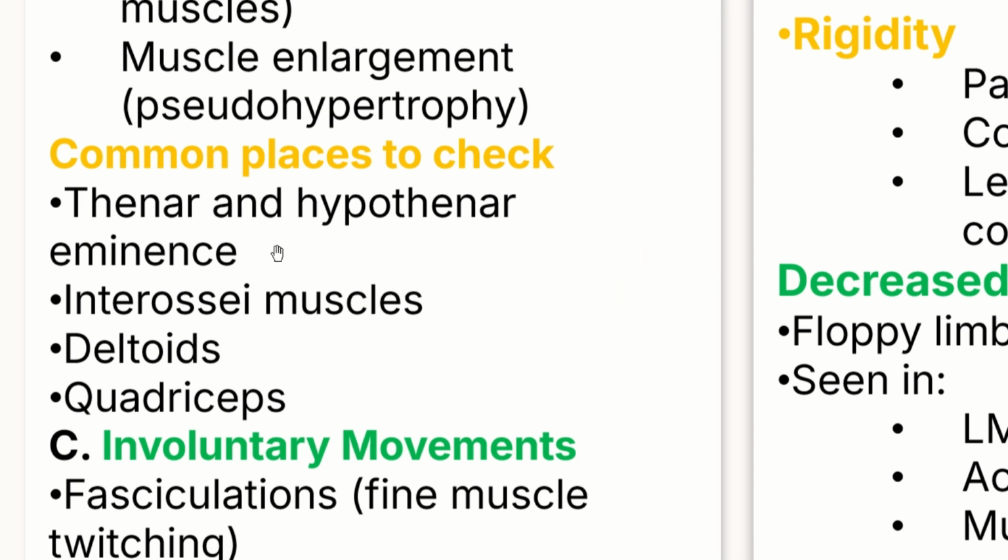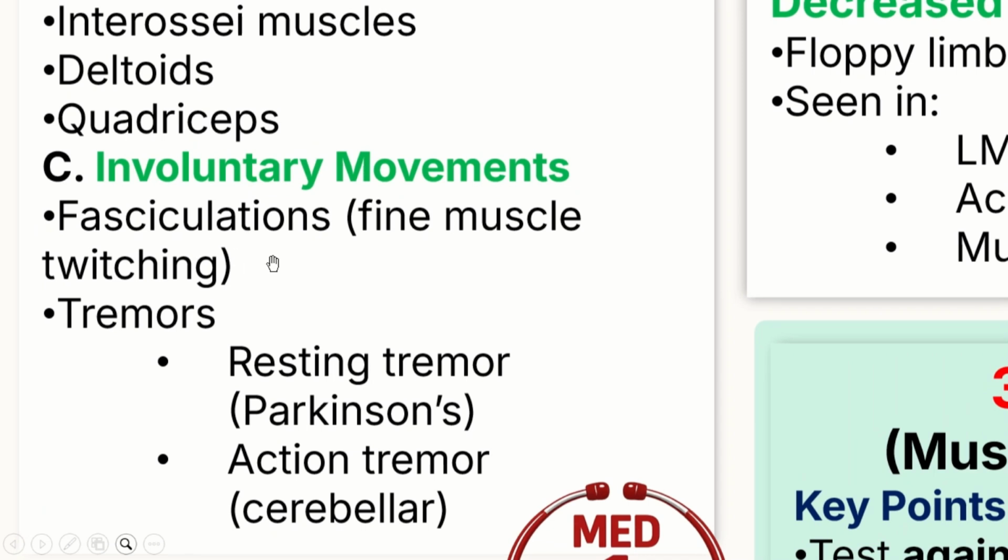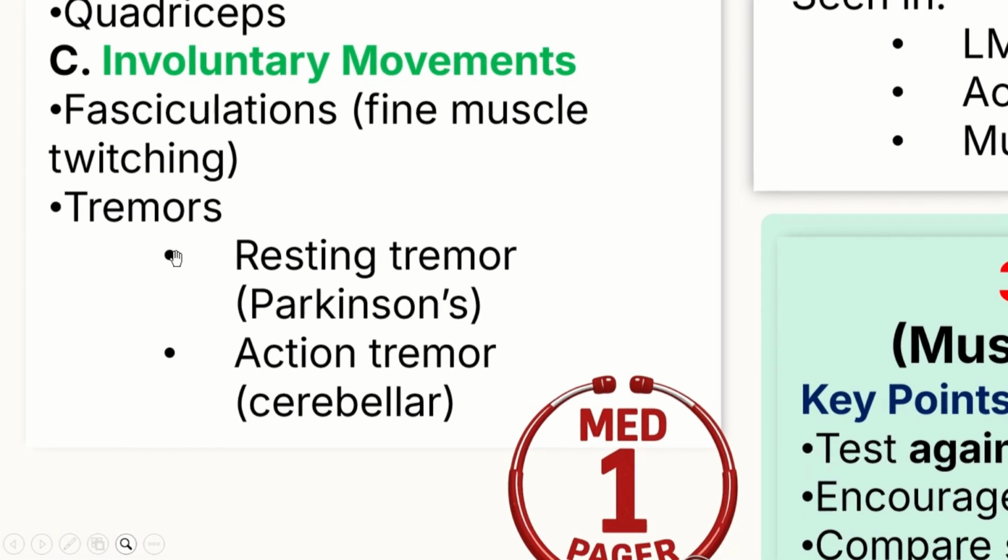Sometimes patients have fasciculations, and these are fine muscle twitchings. You find someone having a twitch, and they also could have tremors. Sometimes you have a resting tremor in Parkinson's, and you can have an action tremor in cerebellar conditions.